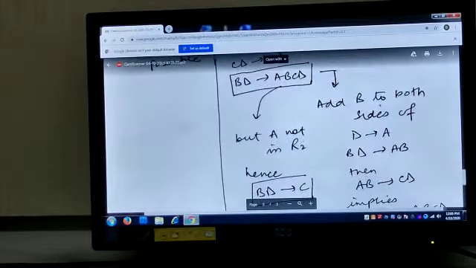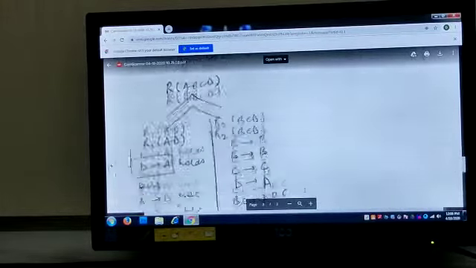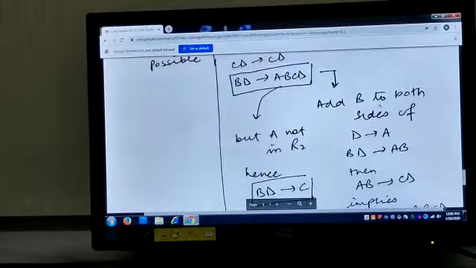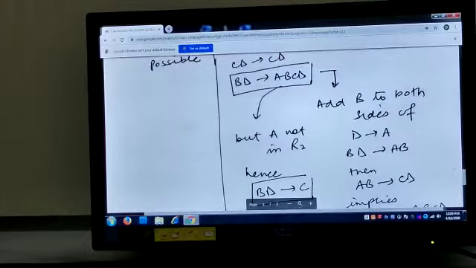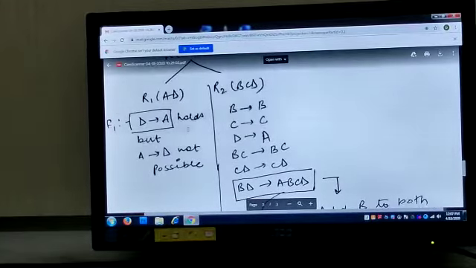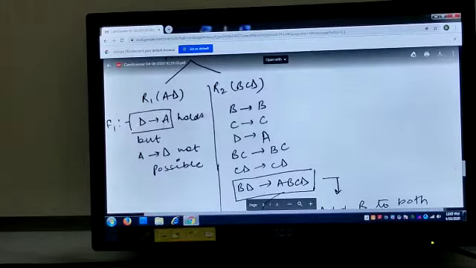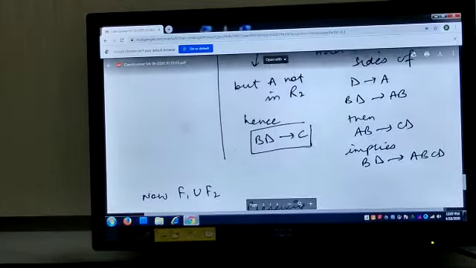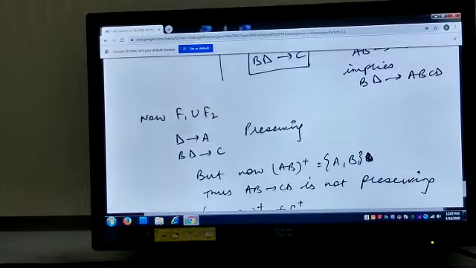In short, for BD to A, I cannot include it because I am not having A in R2, but I can say BD to C because C is the attribute dependent on BD. So we are having BD to C, and we are having D to A. We have concluded these two functional dependencies. F1 is having D to A and F2 is having BD to C.